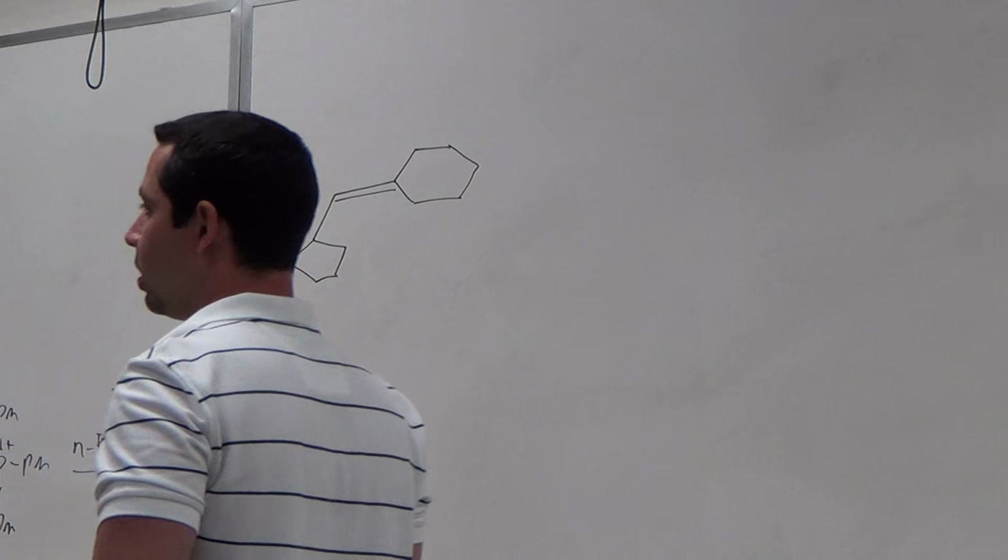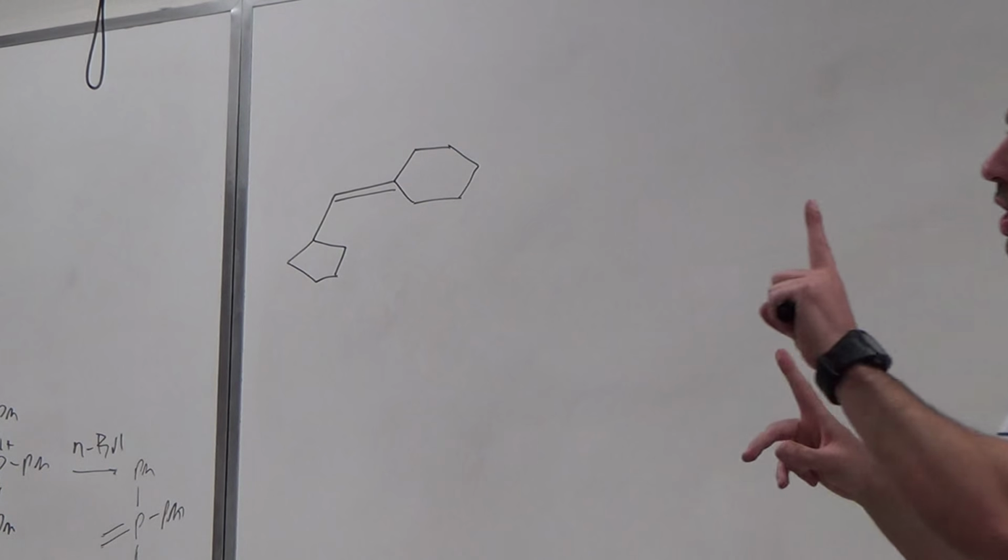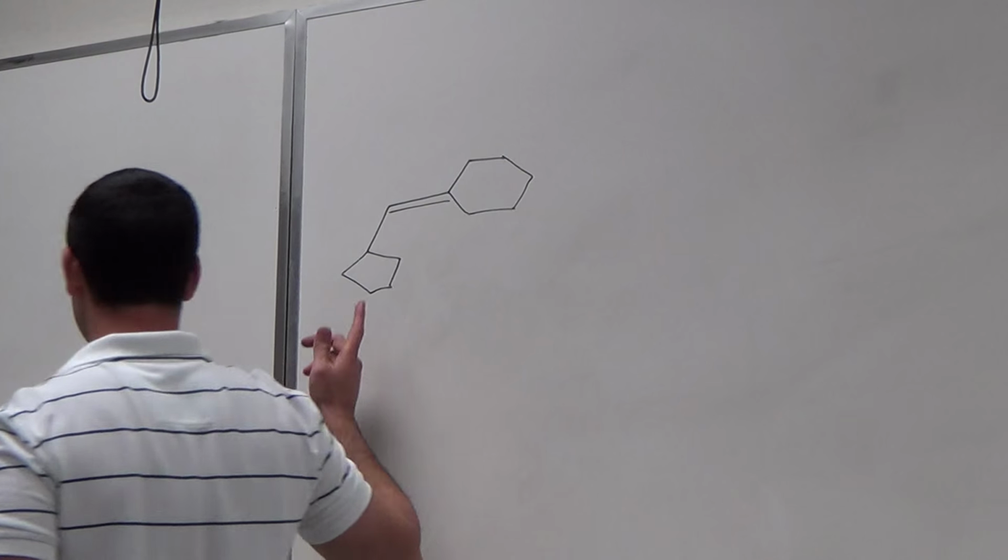What's the driving force for the Wolff-Kishner? It has to have NH2, NH2, right? Nitrogen. It has to have a nitrogen next to another nitrogen. Why is that important? Because at the end, you will generate N2 gas. N2 gas is super stable, right? Okay, where did this come from?